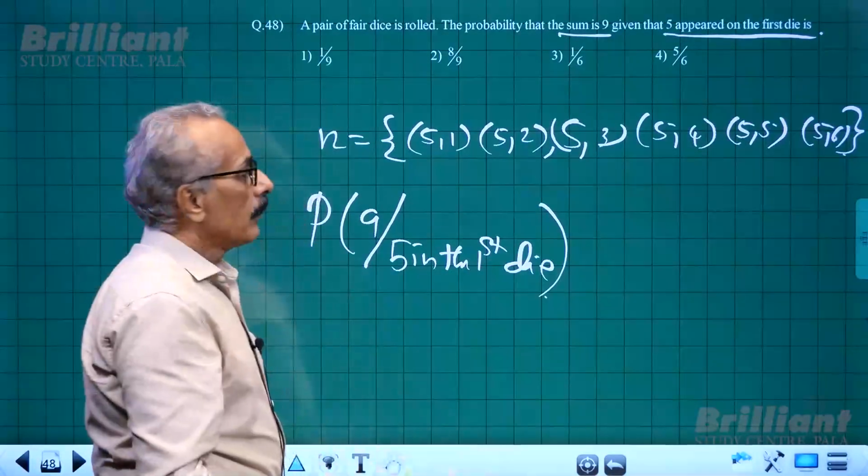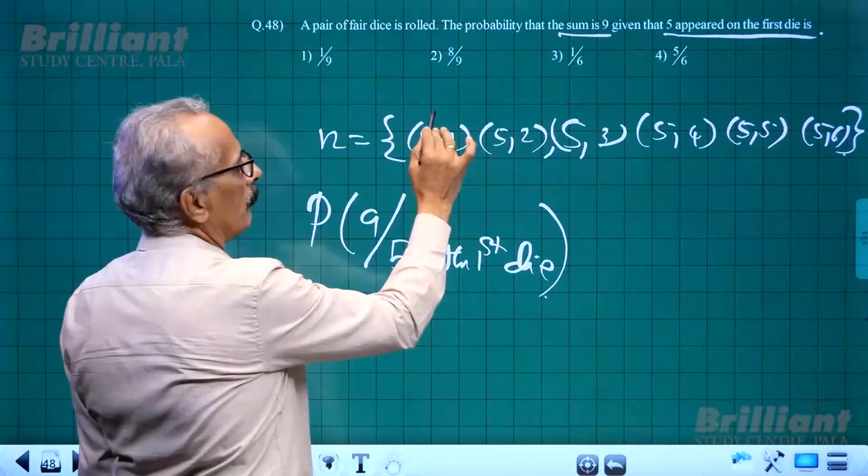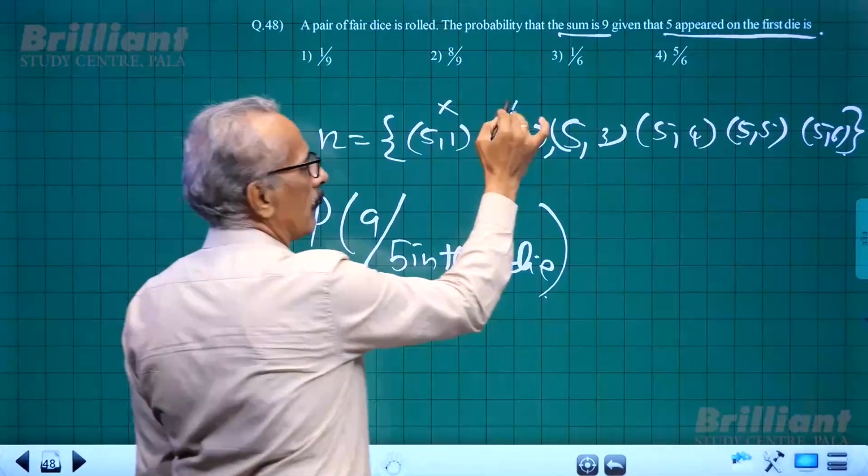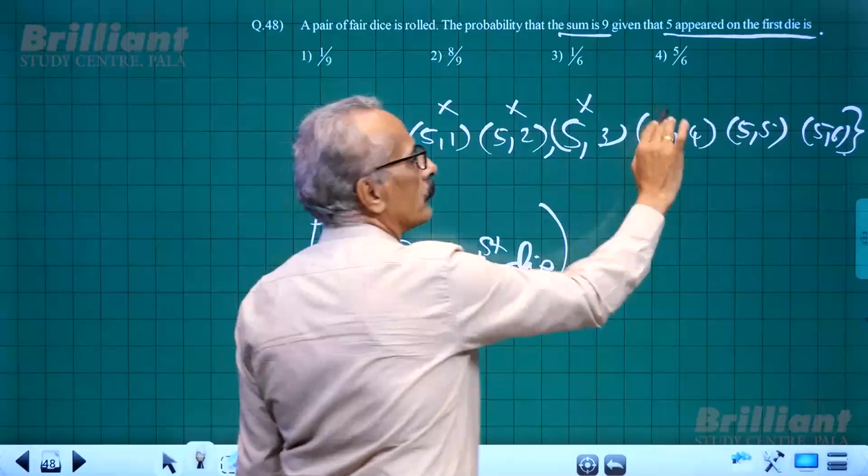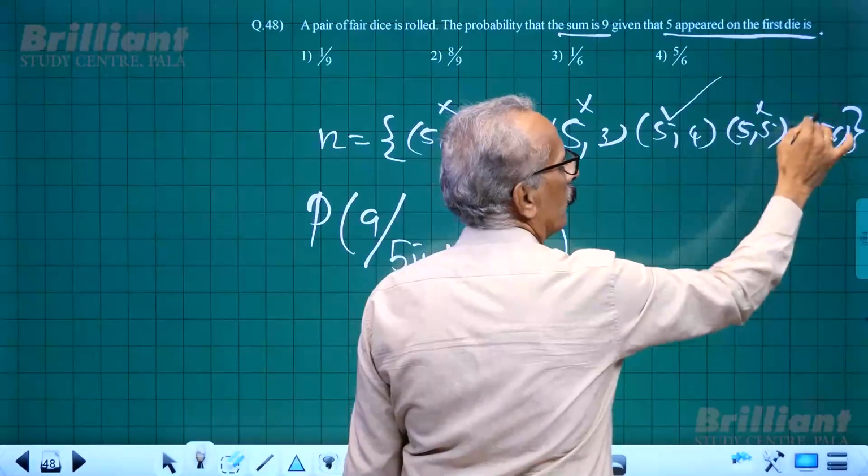5 in the first die. Now, what's the sum? No, this is 6. This is 7. This is 8. This is 9. Fine. This is 10. No, this is 10.